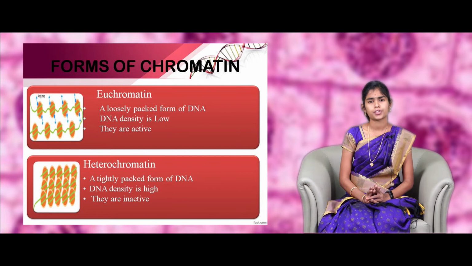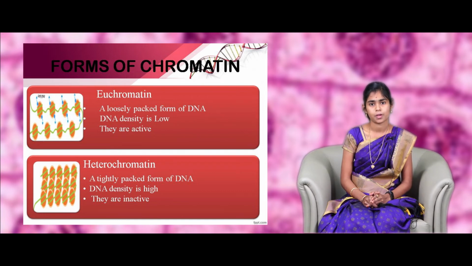Chromatins exist in 2 different forms. One is euchromatin and another one is heterochromatin. Euchromatins have loosely packed DNA. The density of DNA is very low, but it is very active. Whereas heterochromatins have tightly packed DNA, it has a high density of DNA, and also it is inactive.